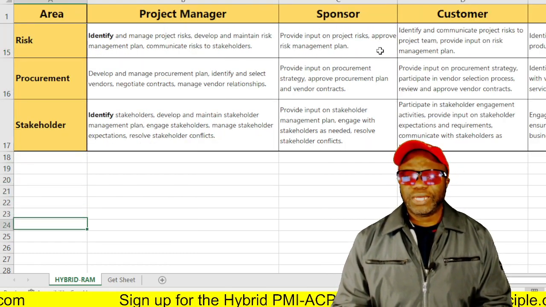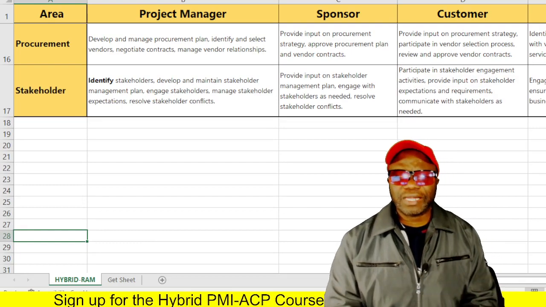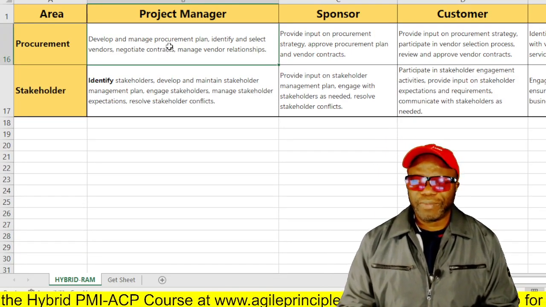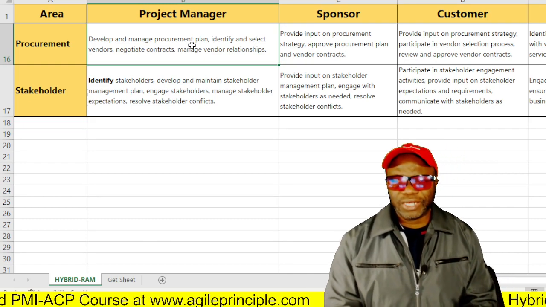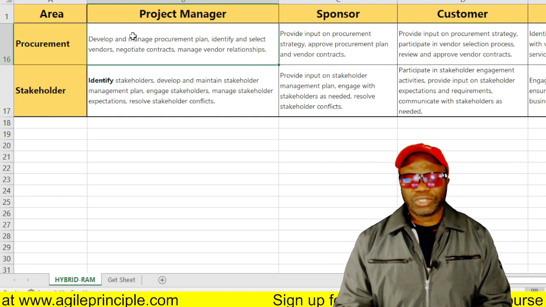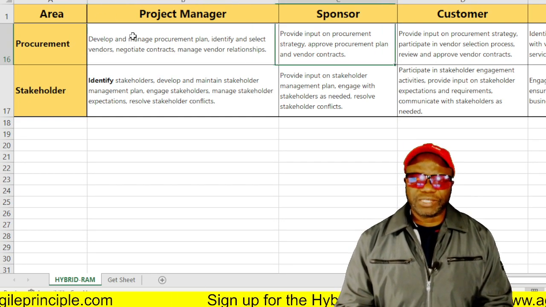All right, we're going into procurement now. We've talked about this a little bit. In terms of procurement, the project manager develops and manages the procurement management plan. There's a procurement strategy, procurement statements of work, bid documents, and so many other things. That's the project manager's job, working with the team, but they spearhead that.